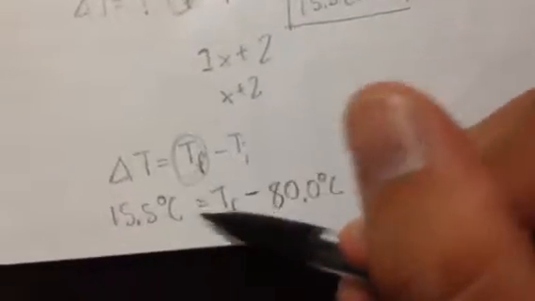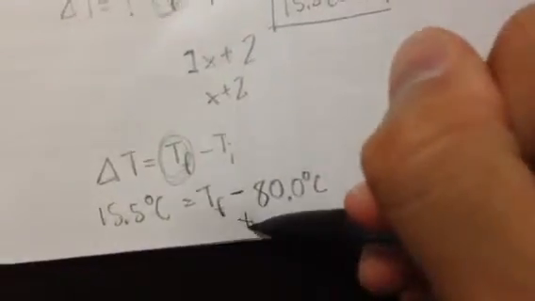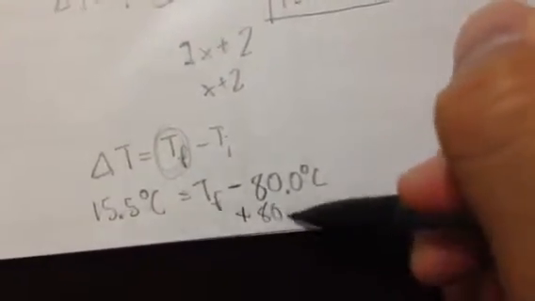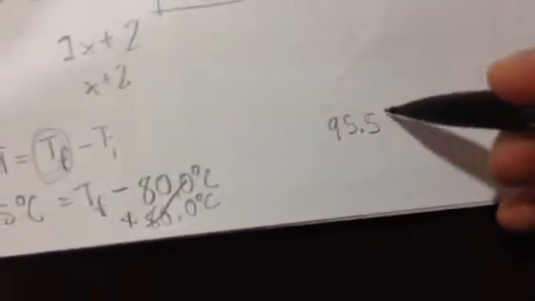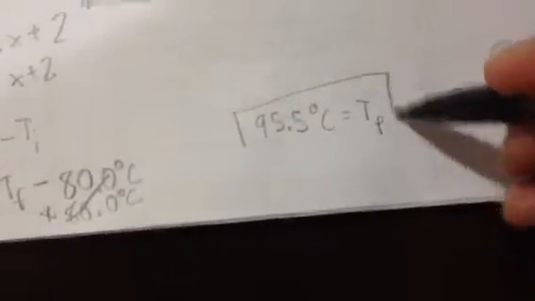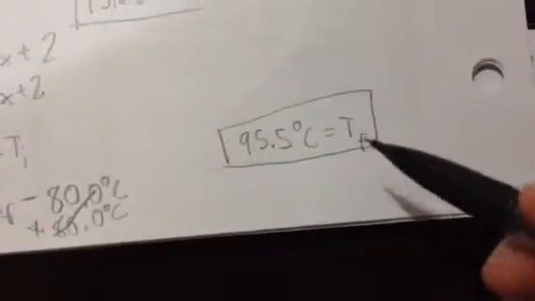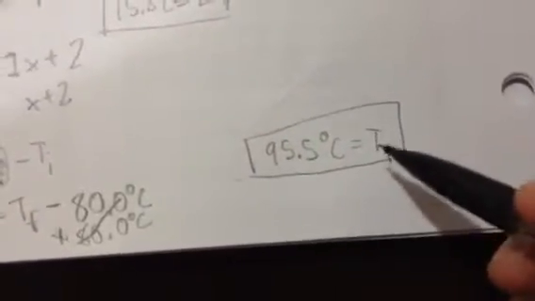So here's the equation. What do I do now to figure out TF? Hopefully you guys have noticed I just get rid of the 80 on this side. Boom. And whatever I do once, I have to do to the other side, so I'm going to add 80. I don't know how much battery life I have left, so I've got to rush this. 15.5 plus 80 is 95.5 degrees Celsius equal to TF. That is your final temperature. 95.5 degrees Celsius is your TF. That is your final answer.